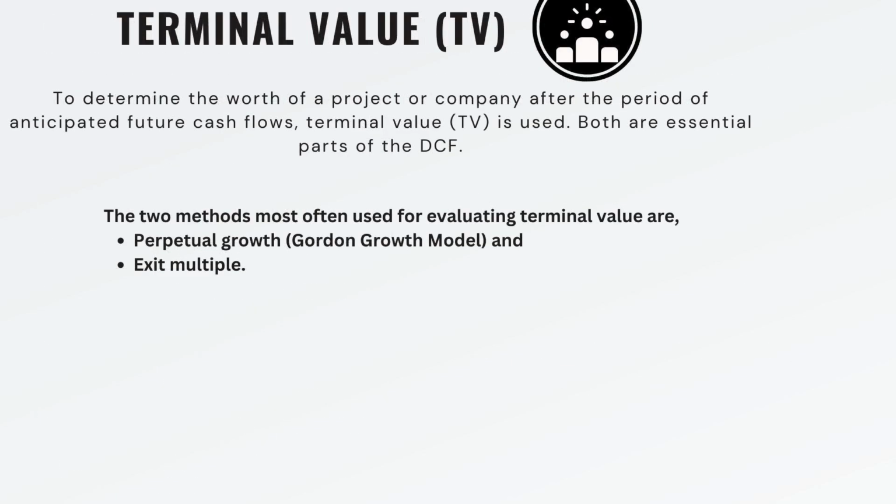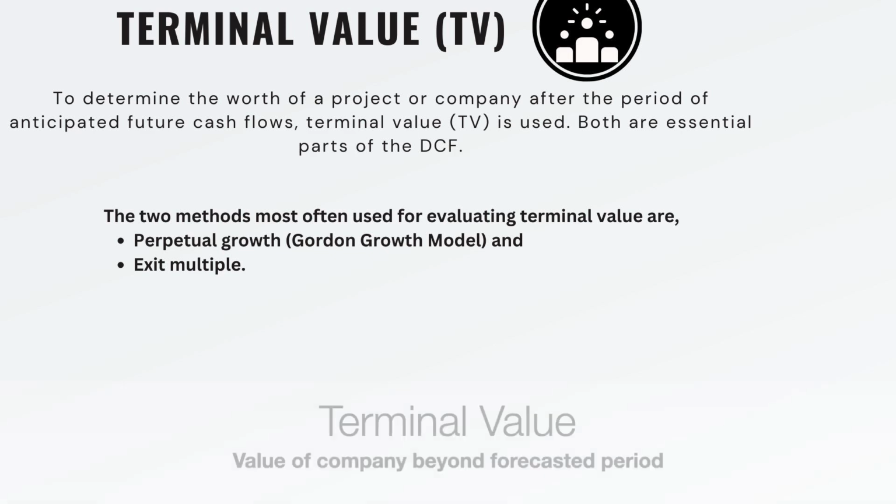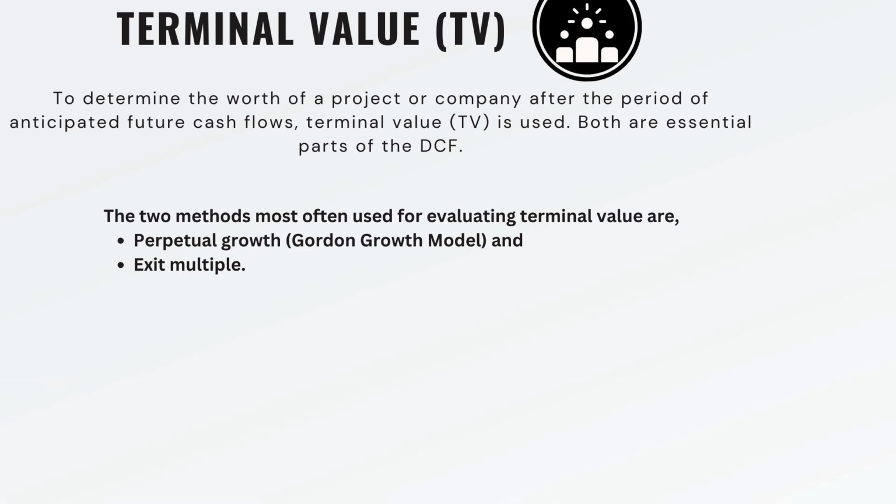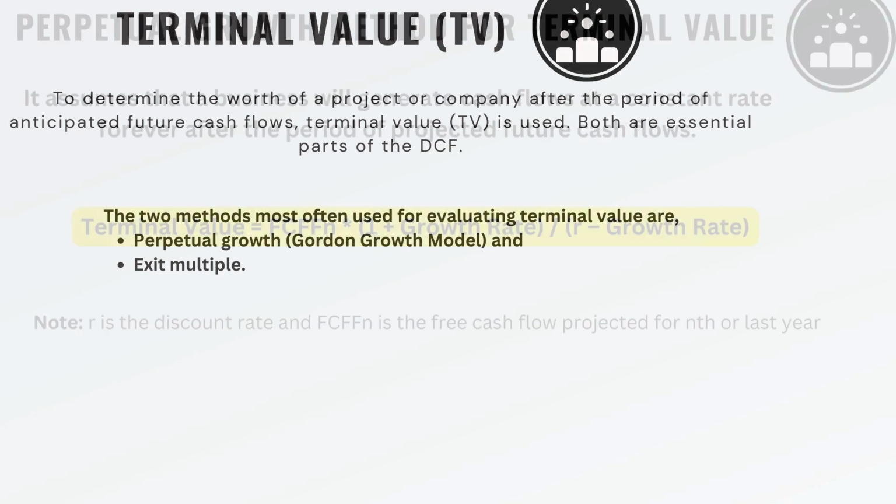Another integral part of the discounted cash flow method is the terminal value. The terminal value gives the value of the company beyond the forecasted cash flows. Since it's really hard to forecast cash flows beyond a certain period of time, two methods are used to calculate the terminal value. These are the perpetual growth method, also known as the Gordon growth model, and the second way is the exit multiple method.